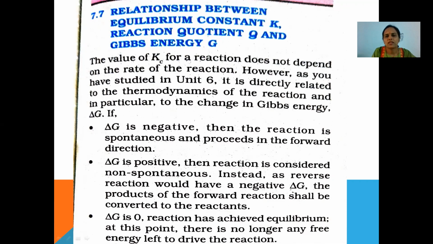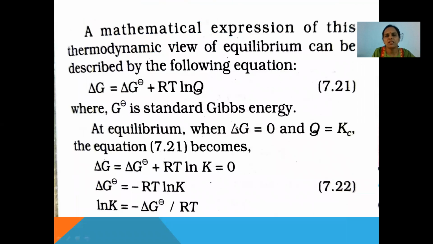So we can find the mathematical expression of this thermodynamic view of equilibrium by the following equation. Delta G equals delta G in its standard state plus RT natural log Q, where delta G in its standard state is the standard Gibbs energy.